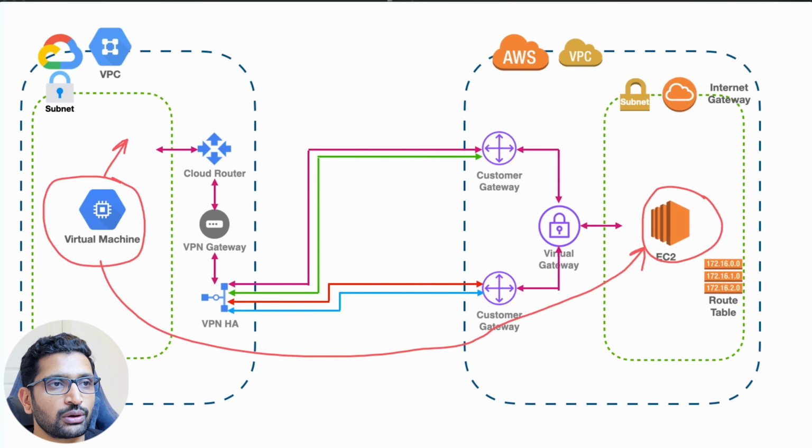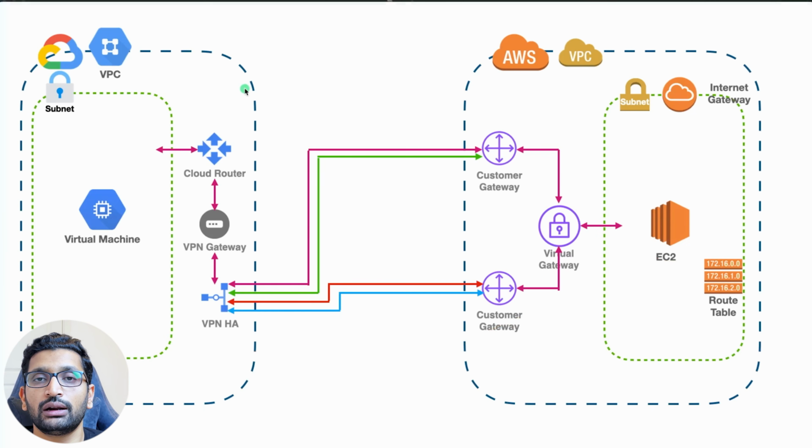But there is also one more thing we need to keep in mind: we need to enable route propagation on AWS, because without route propagation enabled, we will not be able to ping this particular EC2 instance. That's what we call dynamic routing. Through dynamic routing and route propagation, we enable the new routes after connectivity has been established.